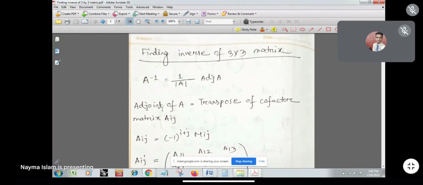Now, adjoint A for the 3 by 3 matrix. Just remember this line: adjoint of A is the transpose of the cofactor matrix. So for finding the inverse, your main task is finding the cofactor matrix. Now what is the cofactor matrix? We usually define the cofactor matrix by Aij.